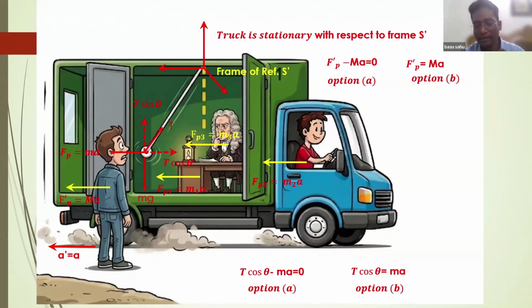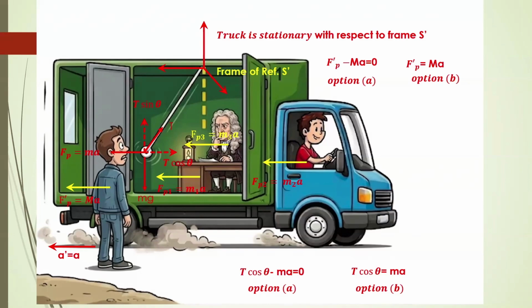Can anybody tell me what is the real force acting on the man? Zero. Ma'am, when you say zero, in what direction are you saying? Draw a free body diagram in your mind. He is stationary with respect to ground.